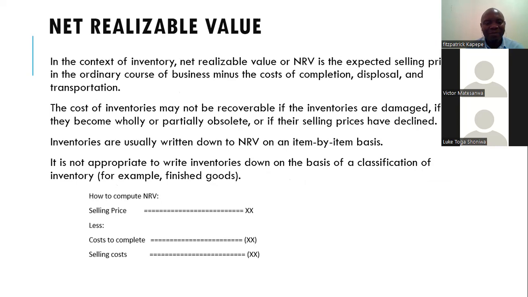The net realizable value. So it's basically your selling price less your cost to complete. We looked at the NRV at some point. I think we're looking at, is it IAS 36 or so?